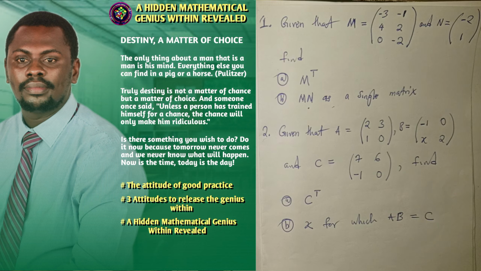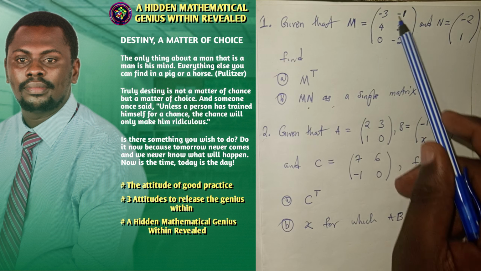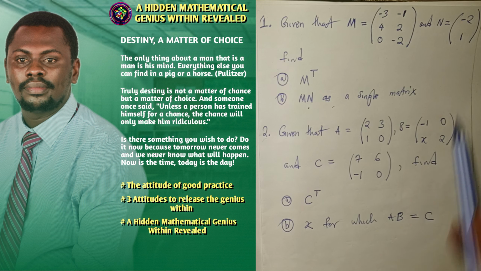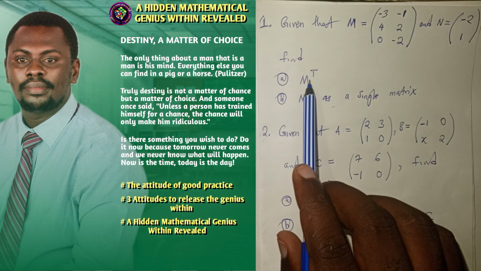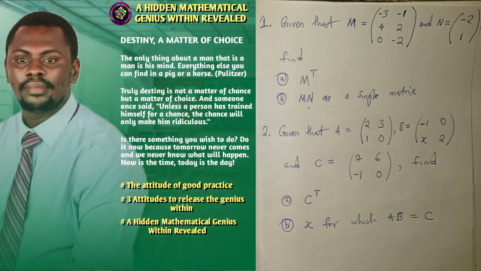Okay, so today we are looking at matrices, and particularly we'll talk about transpose and multiplication of matrices. So we have the following questions. Given that matrix M is equal to a 3 by 2 matrix there, and N is equal to a 2 by 1 matrix there. Find M to the power T. So if you see the power T in matrices, it means transpose.